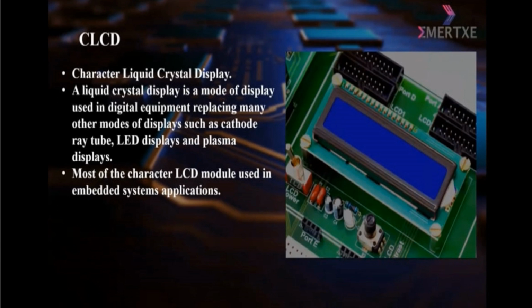Let me explain the character liquid crystal display, CLCD. A liquid crystal display is a mode of display used in digital equipment, replacing many other modes of display such as cathode ray tube, LED displays, and plasma displays. Most character LCD modules are used in embedded system applications.